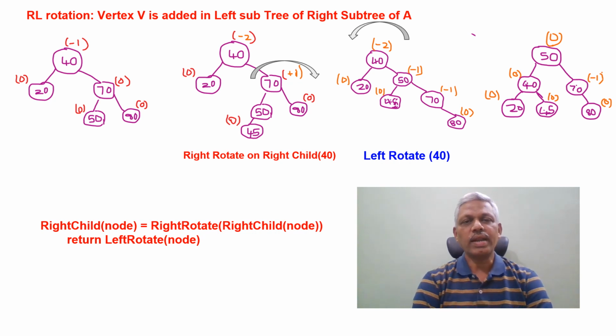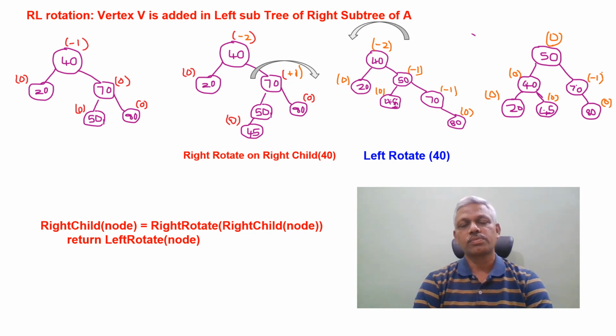Now if I add a vertex 45 as the left child of 50, that is added as part of the left subtree of the right child of 40, because 40 is the nearest ancestor which has lost its balance because of this addition. So vertex A can be treated as 40 here, which has lost its balance because of the addition of a vertex in the left subtree of the right subtree of 40. Now how do we achieve the balance?